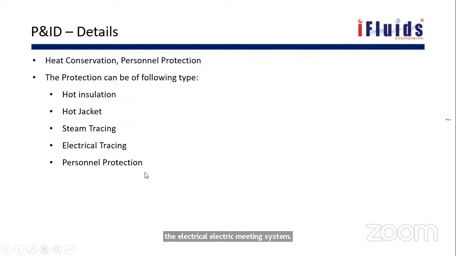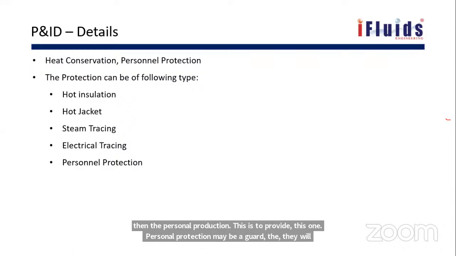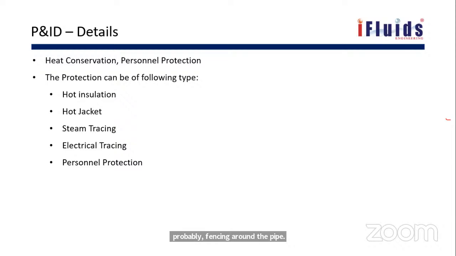And then the personal protection. Personal protection may be a guard. Guard means they will provide a fencing around the pipe so that no person can go and touch directly on the surface, or they will provide insulation.